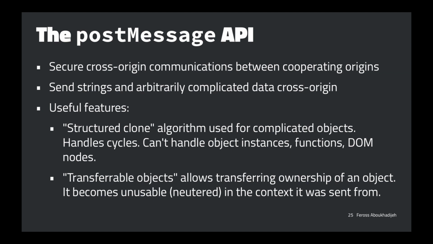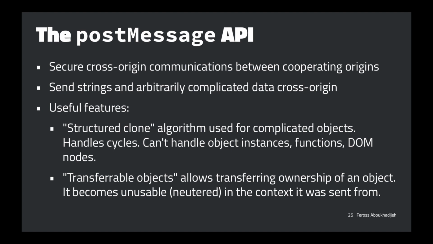So one thing it does is if you have a complicated object with maybe many properties and subproperties and arrays and all kinds of different things in there, it will actually clone that across and reproduce it on the other side. And it'll even handle cycles. So if the object has something that references another part of it, that'll work. You can't send across functions or DOM nodes or instances of objects, but it works for lots of things. And you can even transfer ownership of an object.